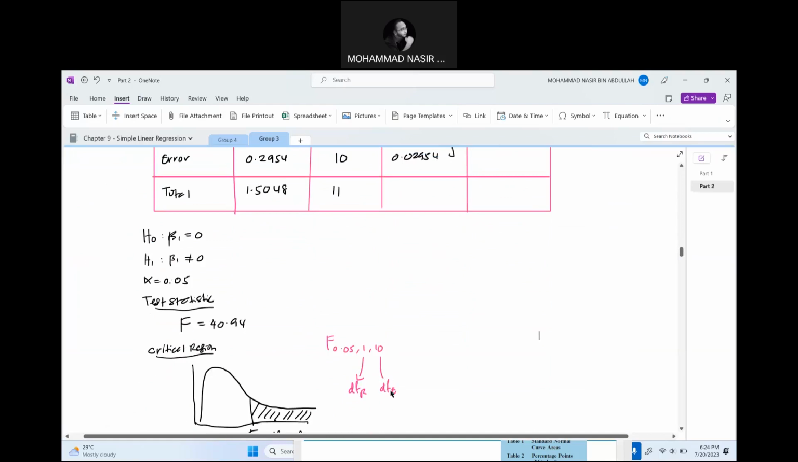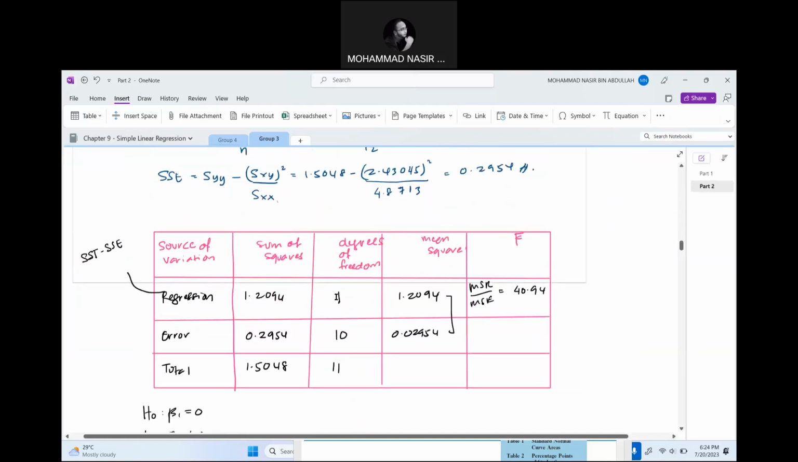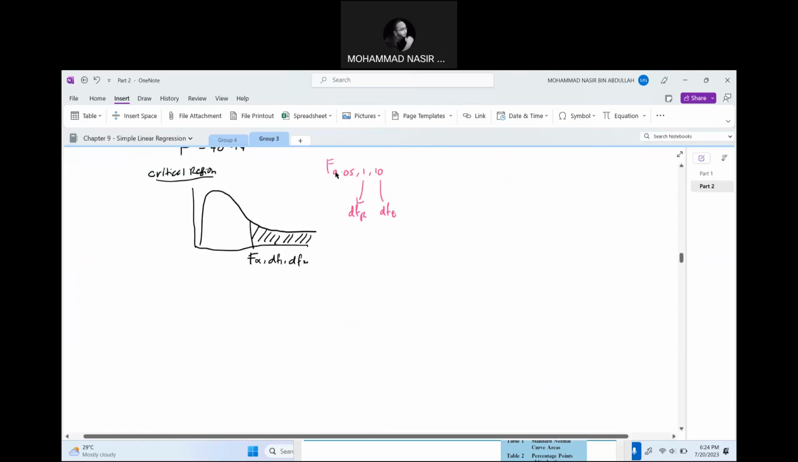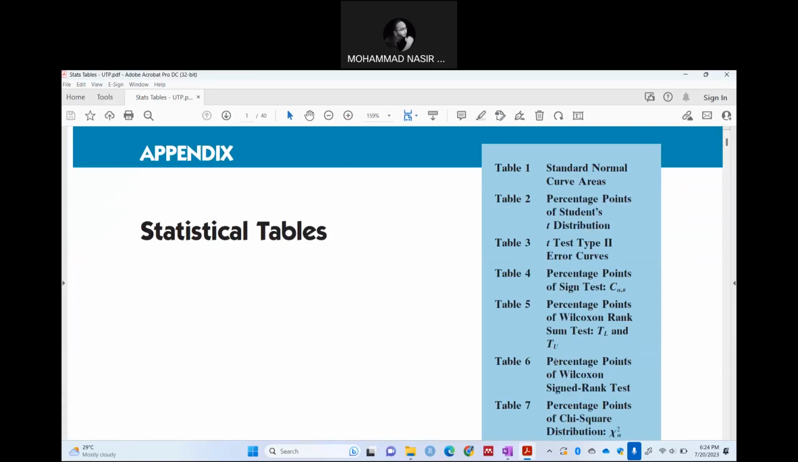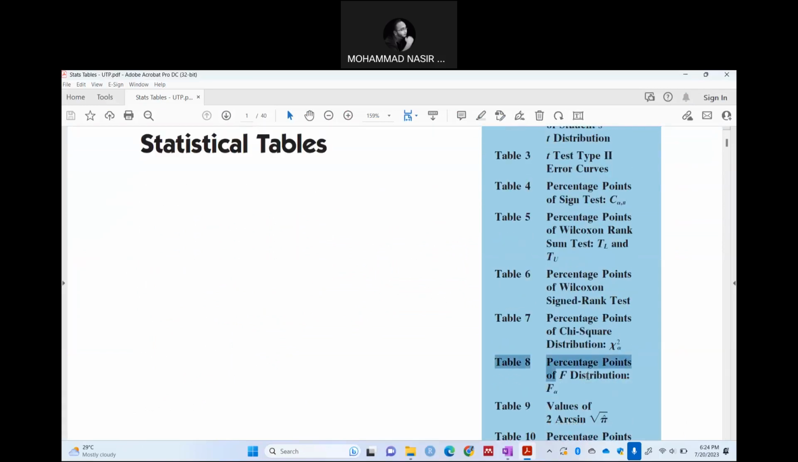We take from DF regression and DF error. So this is the degree of freedom number 1 and this is the degree of freedom number 2. We divide from regression and error, so this is number 1, number 2. So we have 2 degrees of freedom and this is our alpha 0.05. Based on table number 8.